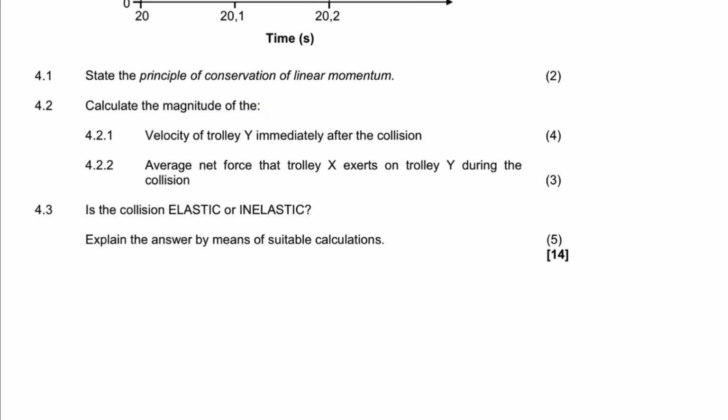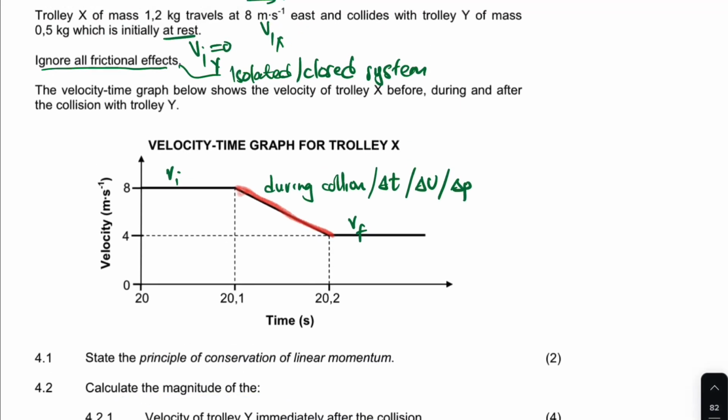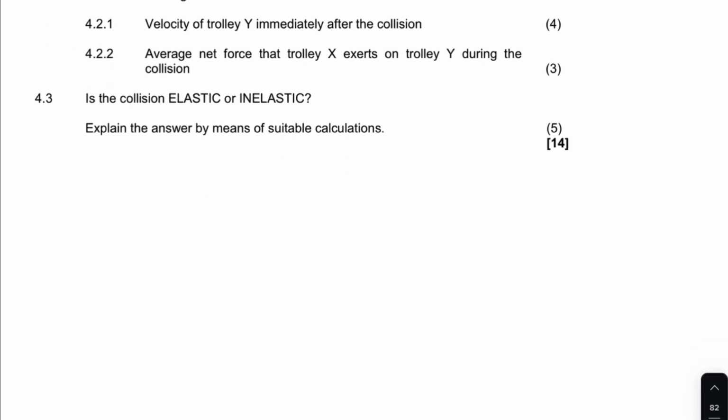4.2, calculate the magnitude of the velocity of trolley Y immediately after collision. Guys, if you're looking here, for trolley X you have the velocity before collision and the velocity after collision, and for trolley Y you have only the velocity before collision. So if you have three velocities and you're looking for one, you can use the conservation of momentum.